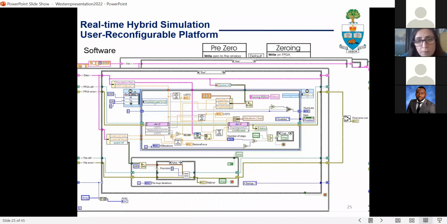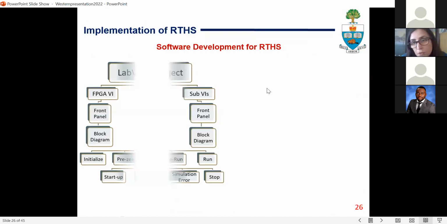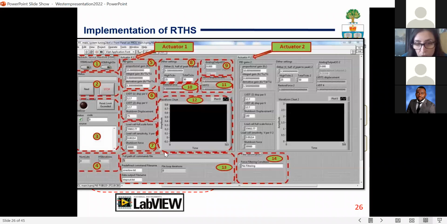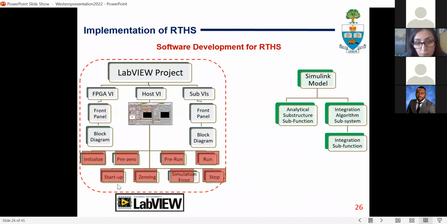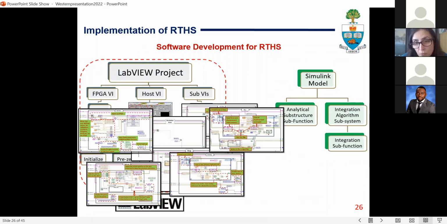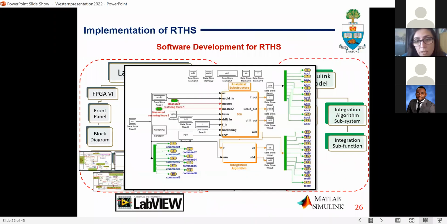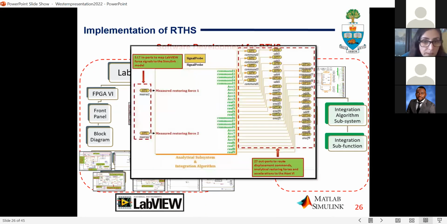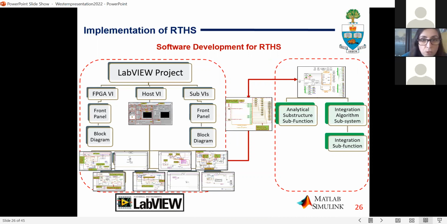And then we modeled the structure in Simulink. So the host VI coordinates everything. It has the graphical user interface. We have LabVIEW, the state machine implementation that I just showed you. And then we have the structure that is built as a Simulink model that sits in MATLAB Simulink, and using the simulation interface toolkit, by turning the Simulink model into a dynamic link library, we run it from within LabVIEW in real time. And that is how we developed this first user reconfigurable platform.